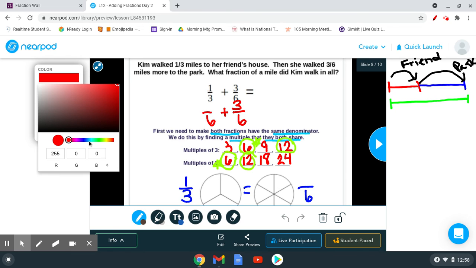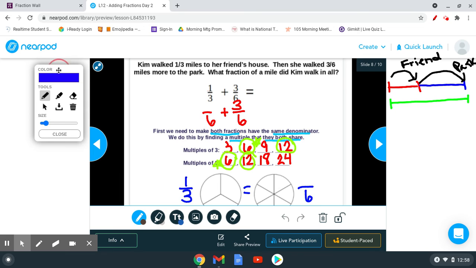So let's do some shading for our model to help us discover what fraction is equivalent to 1/3. All right, so in your own Nearpod, go ahead and shade in this model here to show 1/3. Again, a reminder to push pause so that way you can interact with your Nearpod, and then just come back and push play when you're ready. Hopefully, you shaded in 1 out of the 3 pieces, so it should look like this.